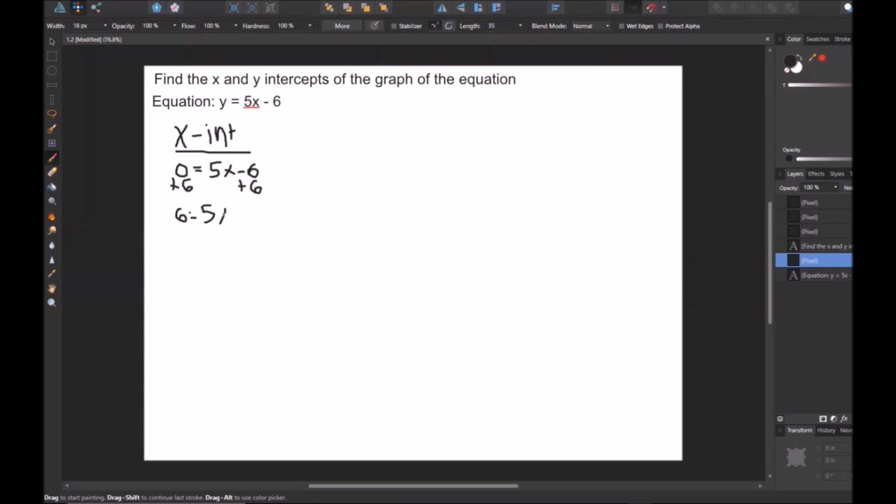The reason we're doing this is that when we solve for x, we are finding what the x value is when the y value is 0, which is our x-intercept. So finally, to get x alone, we're going to divide by 5, to get rid of the 5 in 5x, and we get that x equals 6/5, meaning that our x-intercept is (6/5, 0).